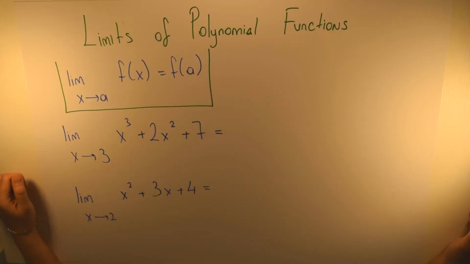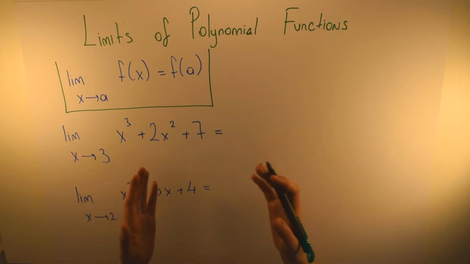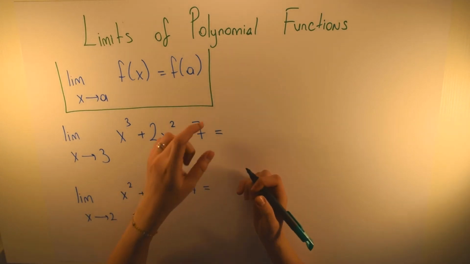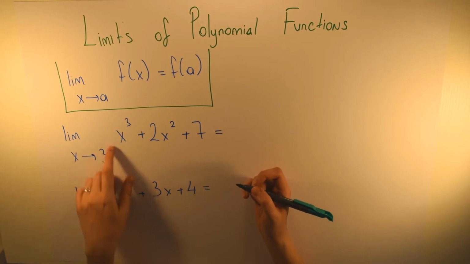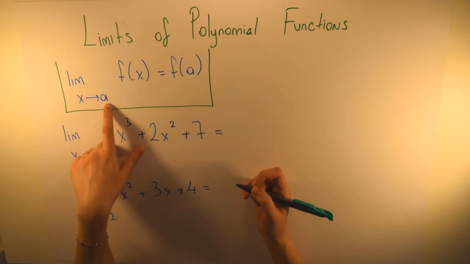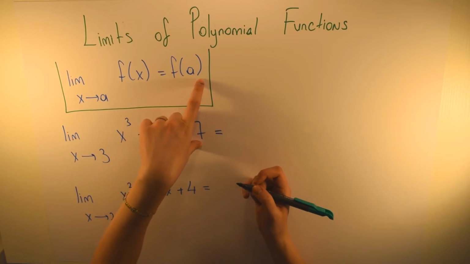Now let's continue with polynomial functions. Let's see how we find their limits. So finding the limit of a polynomial is a simple process. The easiest method of taking the limit of a polynomial is substitution. The value of a polynomial as x approaches a is equal to f of a.